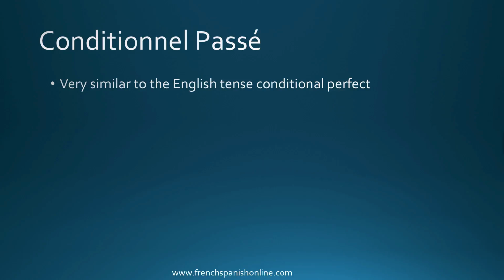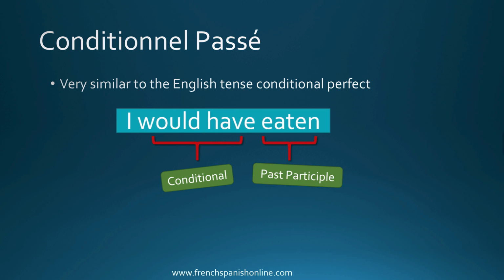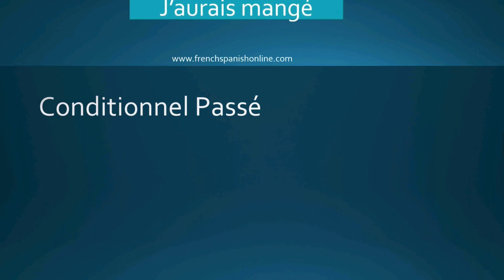Le conditionnel passé is very similar to the English tense, the conditional perfect, as you can see. I would have eaten: would have is the conditional of the verb to have, and eaten is the past participle of the verb to eat. The same thing in French. J'aurais mangé: j'aurais is the conditional of the verb avoir, and mangé is the past participle of the verb manger. So the same structure, so no difficulty for you to build this tense.